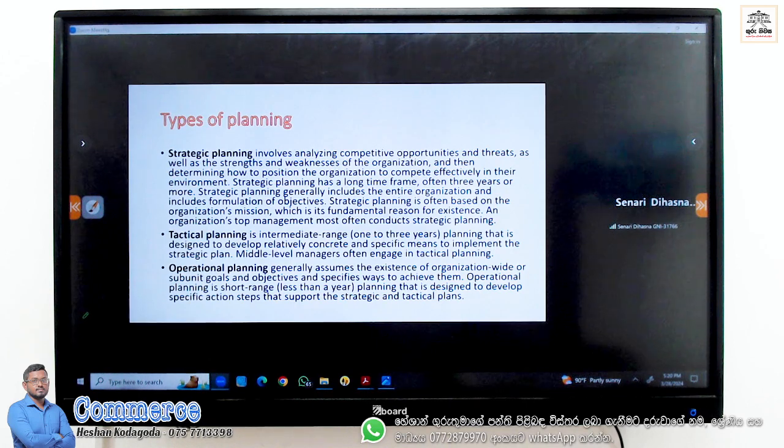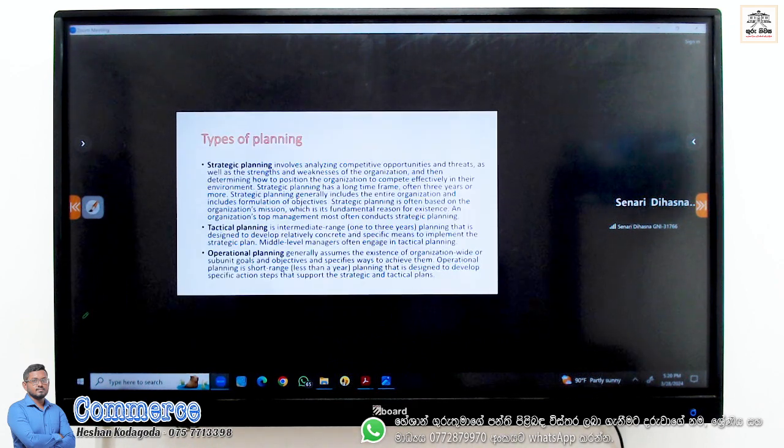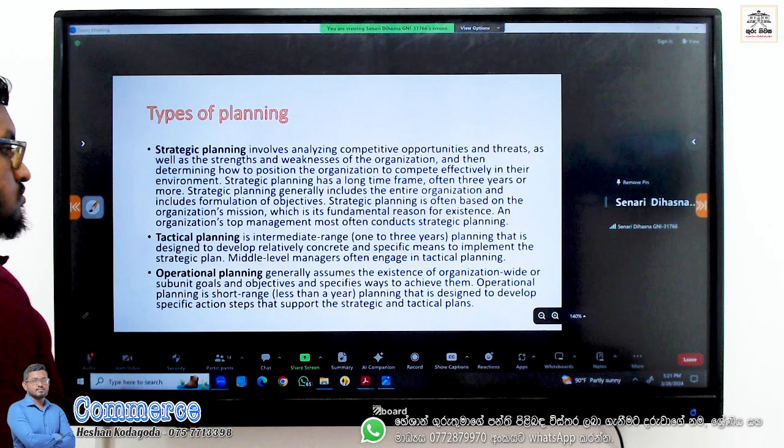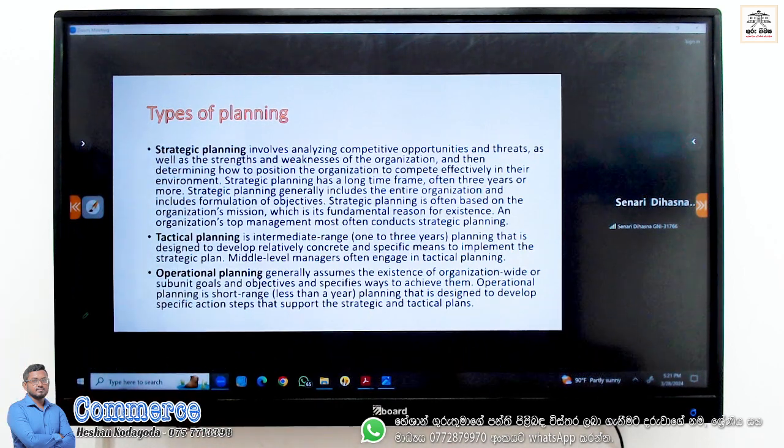Tactical planning is intermediate range planning that is designed to develop relatively concrete and specific means to implement the strategic planning. Middle-level managers often engage in this type of planning. Operational planning generally assumes the existence of organization-wide or subunit goals and objectives and specifies ways to achieve them. Operational planning is short-range, less than a year. These types of planning can be designed to develop specific actions, steps that support the strategic and tactical planning.